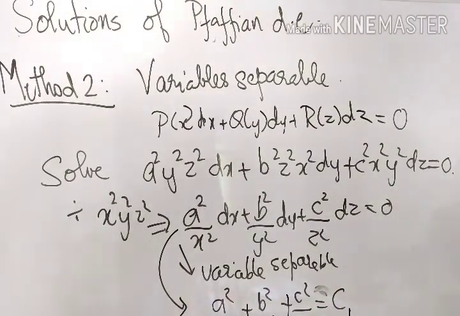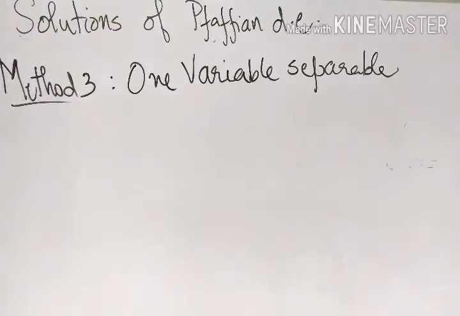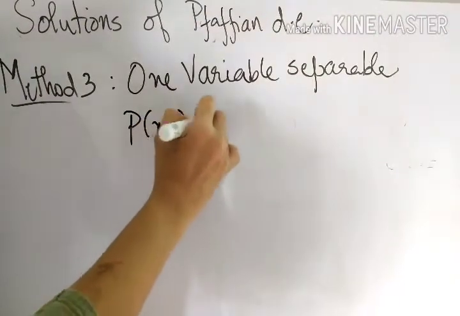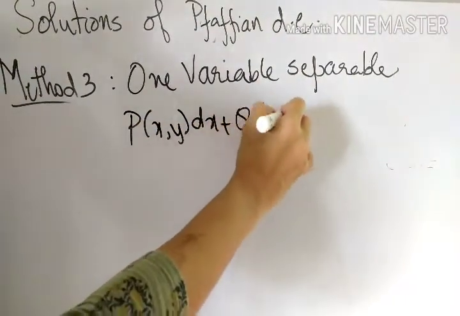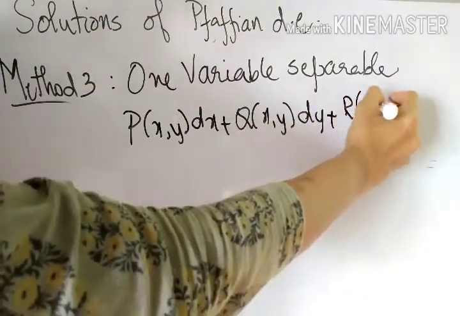Now let's see the next method, the third method. The next method is one variable separable. That is, if the Pfaffian differential equation is of the form P(x,y) dx plus Q(x,y) dy plus say some R(z) dz is equal to 0.